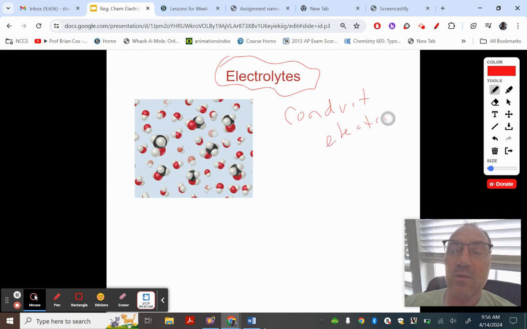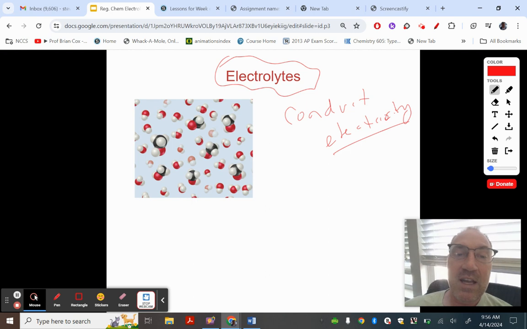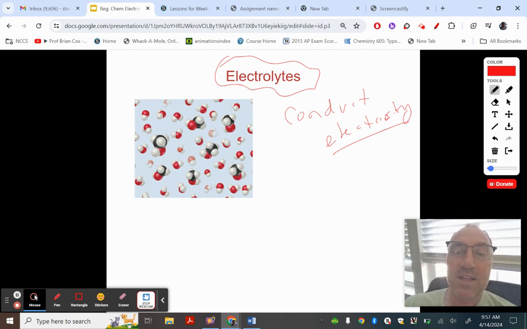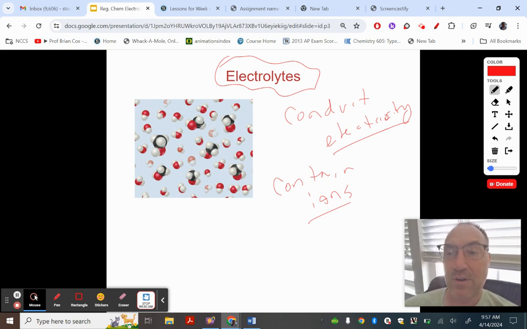Oftentimes you use what we call a conductivity tester, where the lights will go on. And the reason why is that they contain ions, which allow the transmission or conduction of electricity. So what you have to be able to do is understand what an electrolyte is and how to identify it. I'll show you in the next couple of slides.